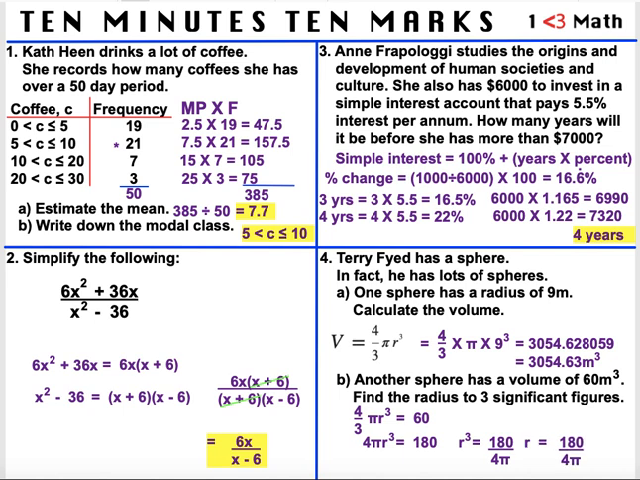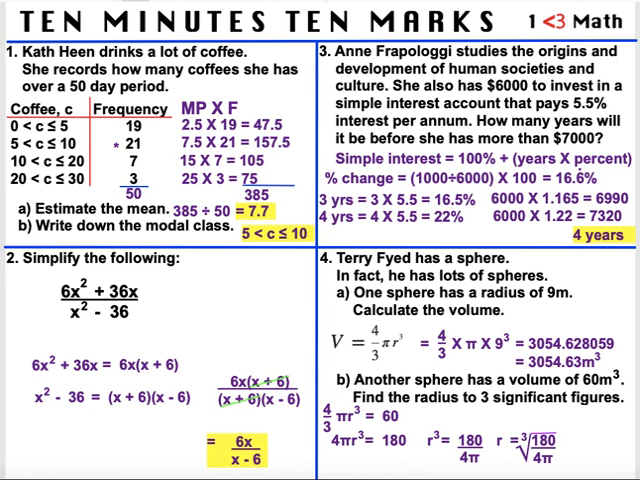So r is going to equal the cube root of 180 divided by 4 pi. So I'm going to put that into the calculator, and that gives me 2.4285. I'm writing down enough of the calculator display.